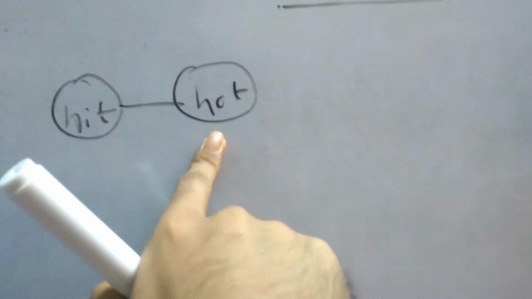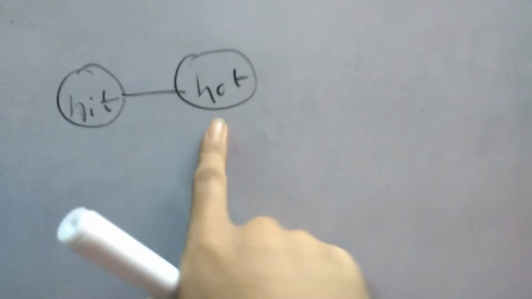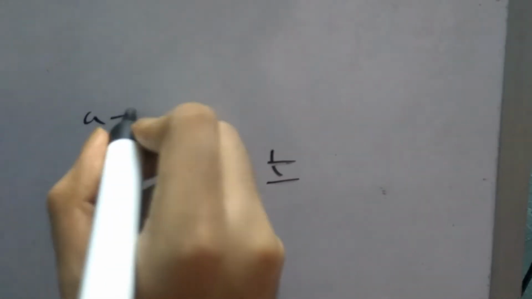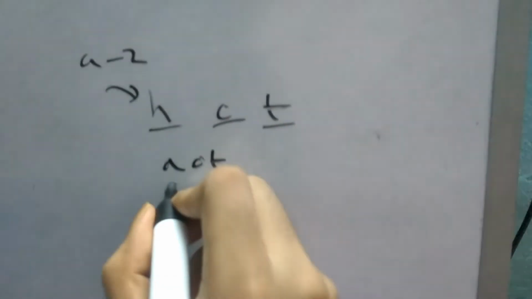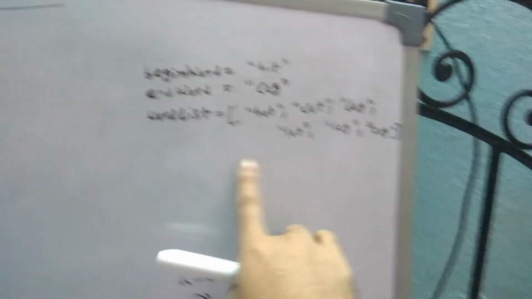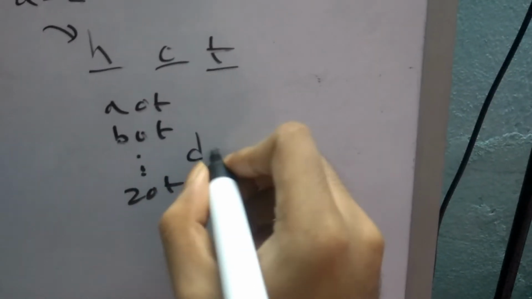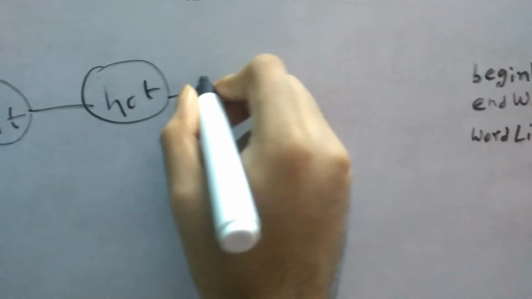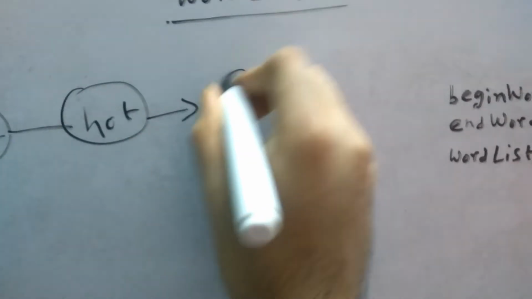So after that the same process will be done for hot. So now our next word is hot. I will be again checking if any node is present after hot. So for hot, again we go from a to z, we check aot, bot, zot. If any of these words are present here, we have to check. Yes, there is one word present here, and what is that? That is dot. So we have to connect hot to dot.